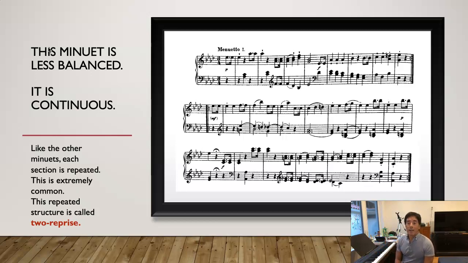You might notice that both sections in this minuet are repeated, just like the ones that you saw before. This is a very common structure. We call this two-reprise. That would be okay as well. There's a little bit of controversy over that word. Is it reprise or reprise? I don't really care. All I know is that both sections repeat. So we're going to call it two-reprise.